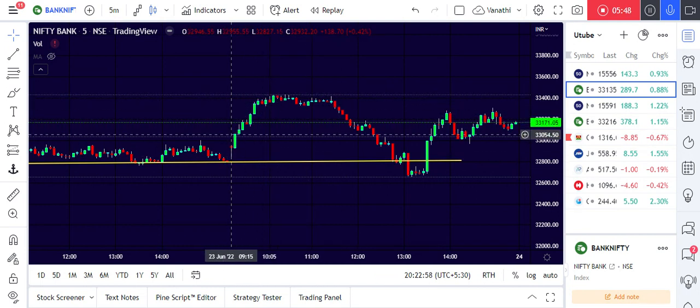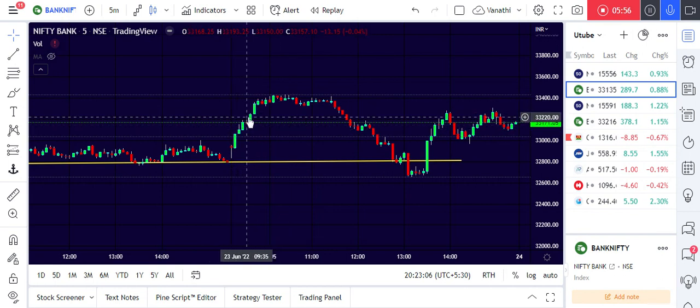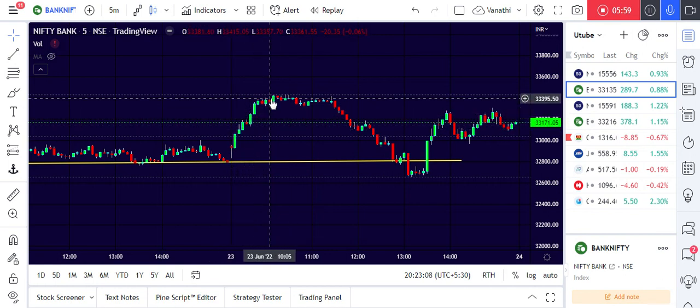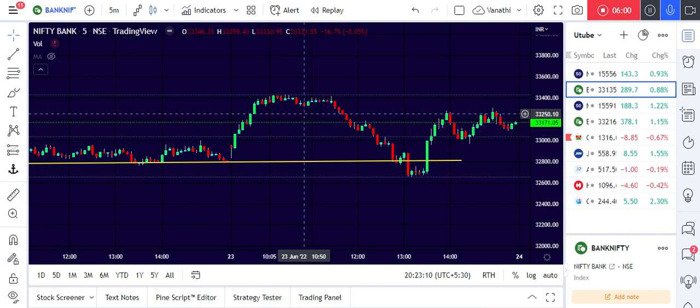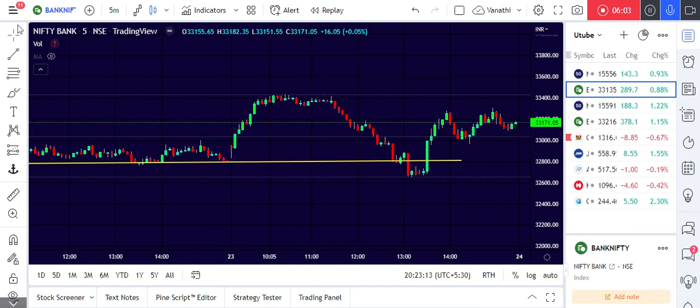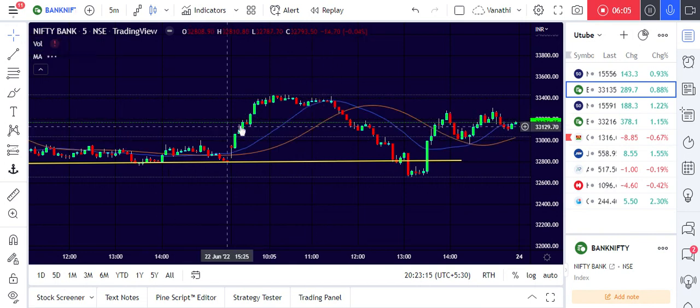Usually if I am taking too many lots, if my lot size is big, then I will book partial profit and trail the rest. So I took partial profit around 360, and then at 420 I closed the trade. When it was reversing, for the reversal I used this.